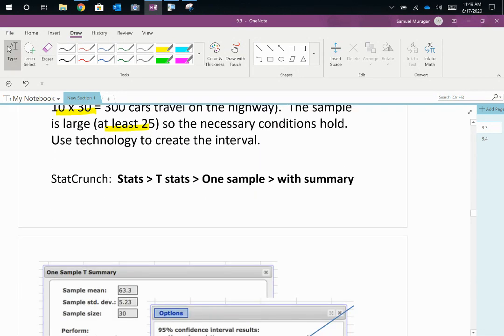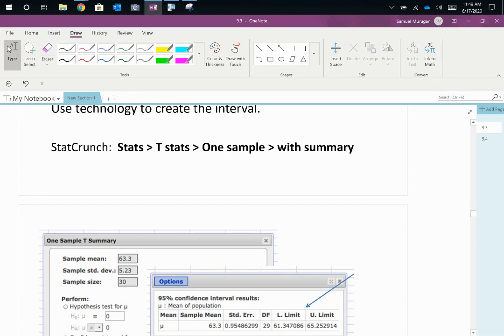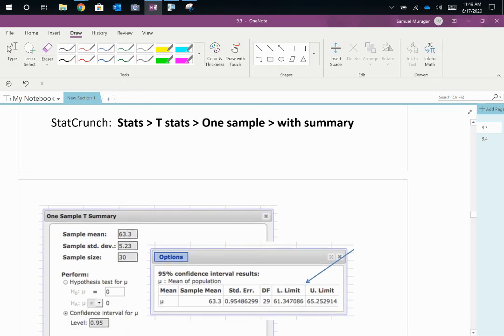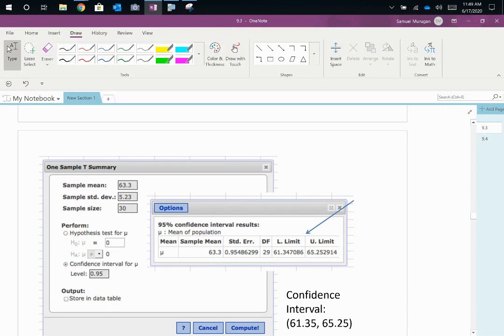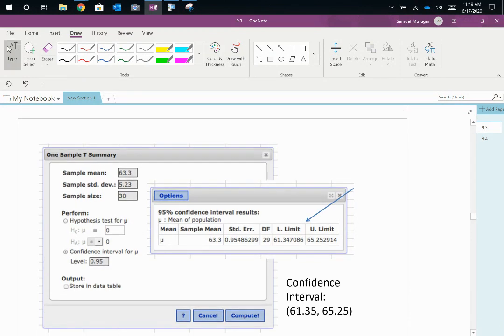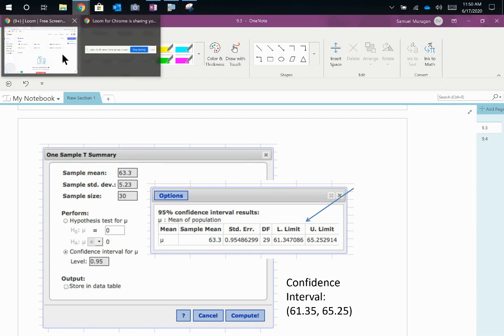Now, I want to go through how to do this with both StatCrunch and with the calculator. Okay, so let me write down these numbers, and I'm going to go to StatCrunch and show you how to input this data. 63.3 is the mean, standard deviation is 5.23, and the sample size is 30. Okay, and I'm just going to go to the StatCrunch program and show you how to input this into StatCrunch.